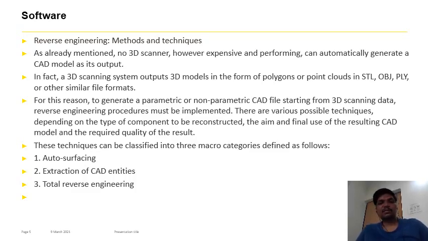In fact, the 3D scanning system outputs a 3D model in the form of polygons or point clouds in STL, OBJ, PLY or other similar file formats, out of which STL is a stereolithography file, and it can be directly created from software called CATIA that we have discussed earlier. For this reason, to generate a parametric or non-parametric CAD file starting from 3D scanning data, reverse engineering procedures must be implemented. The techniques used for doing the same are auto surfacing, extraction of CAD entities, and total reverse engineering.